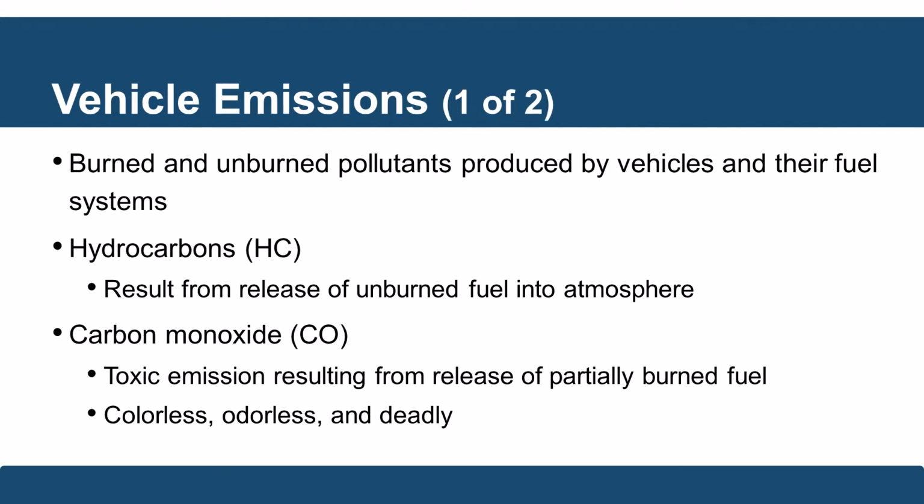Now, when we burn fuel or have unburned pollutants produced by a vehicle's fuel system, we produce chemicals that come out. One of the main ones is hydrocarbons, HC as it's known, and that's the result of unburned fuel released into the atmosphere. Simply setting a cup of gasoline out to evaporate would release hydrocarbons. Then we've got carbon monoxide. Those are toxic emissions coming from partially burned fuel, and they're colorless and odorless.